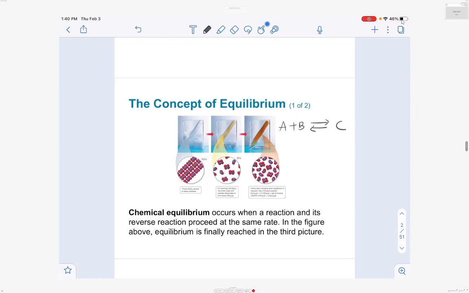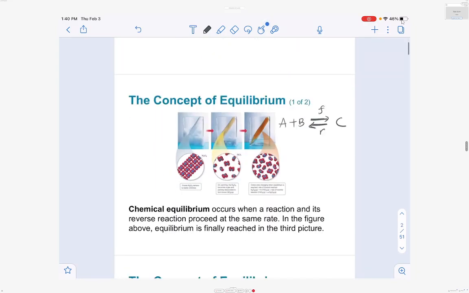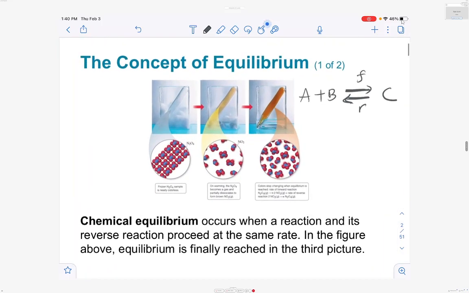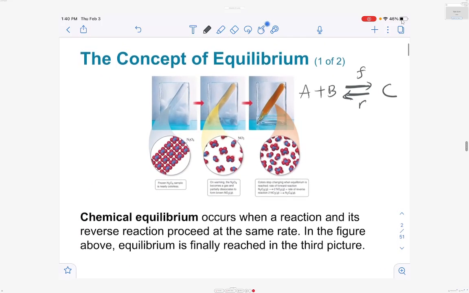The forward reaction and the reverse reaction take place at the same rate. So no net change occurs. This is called equilibrium, and in this entire chapter 15, we will thoroughly study chemical equilibrium. Okay? So the picture here is showing frozen N2O4, dinitrogen tetroxide, in a sealed glass tube.